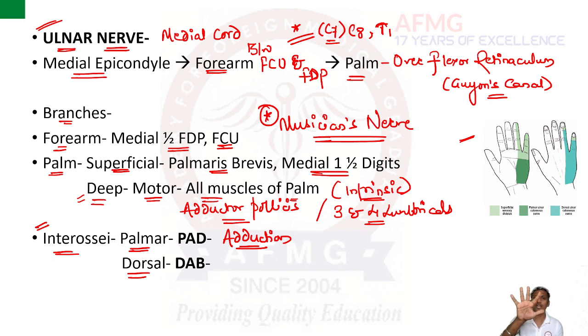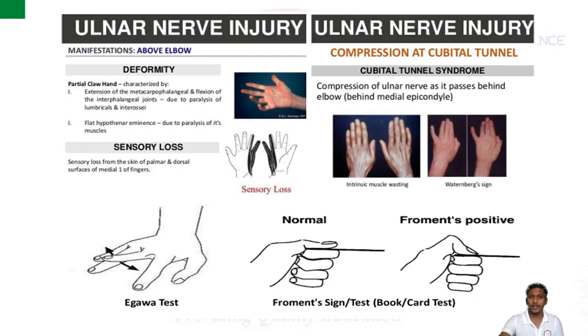So this adduction action would be caused by palmar interossei, whereas the dorsal interossei would be responsible for causing abduction of the fingers. That is why the mnemonic DAB. Okay, so the dorsal interossei are responsible for causing abduction of the fingers. This is how. Okay, this abduction is caused by dorsal interossei. Right? I hope this is pretty clear.